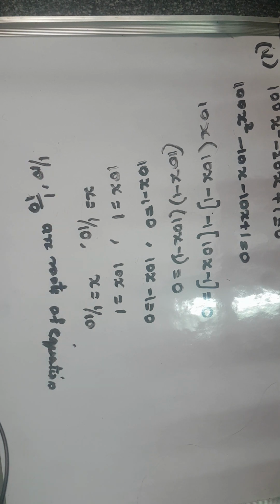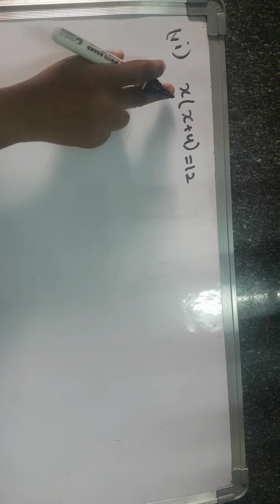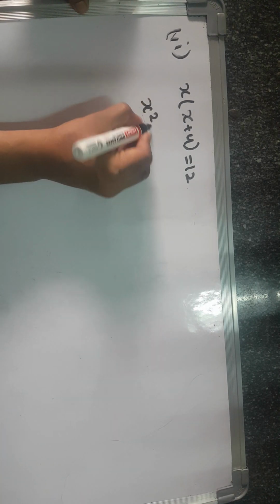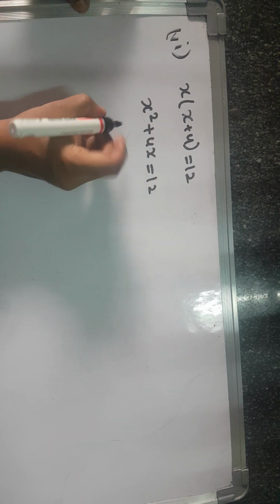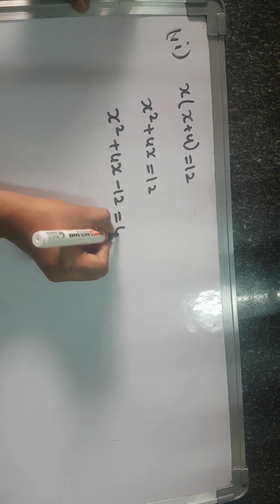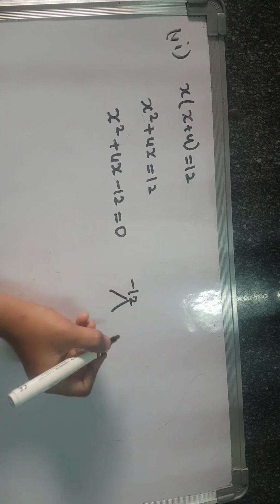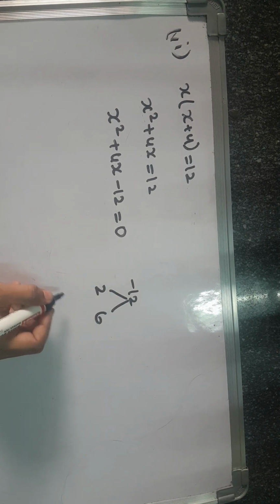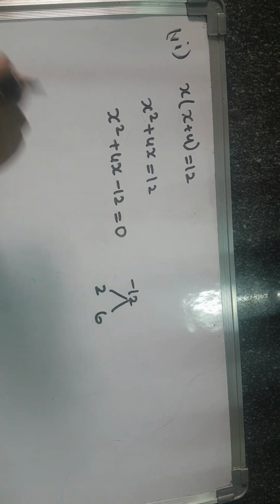Now let us continue with the other question. x into x plus 4 equals 12. This is the new equation. Multiply these values: x square plus 4x equals 12. Now take it to the LHS: x square plus 4x minus 12 equals 0. Now for minus 12, take 2 and 6: 2 times 6 is 12. When you add you get 8, when you subtract you get 4.